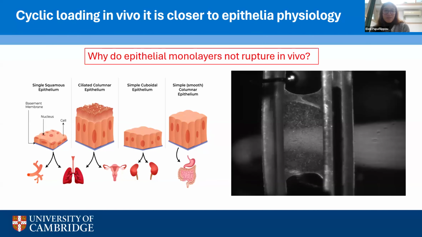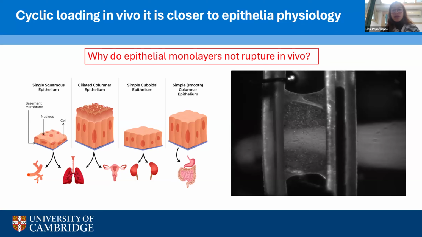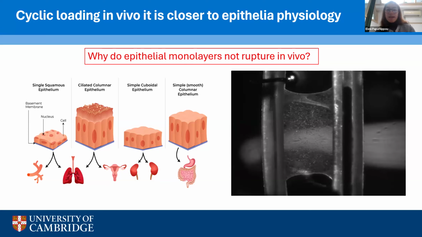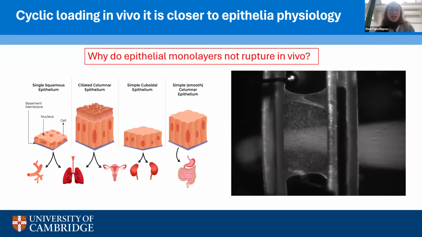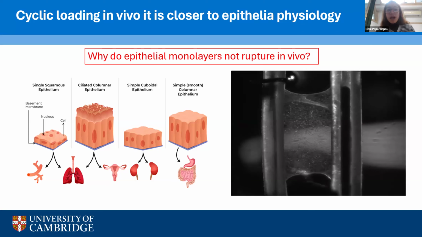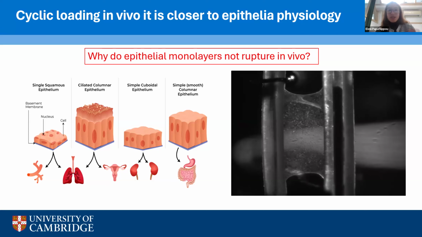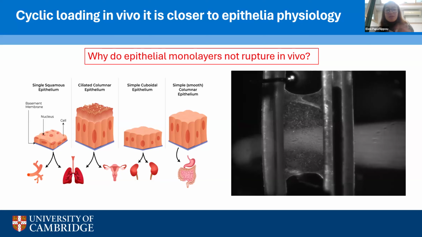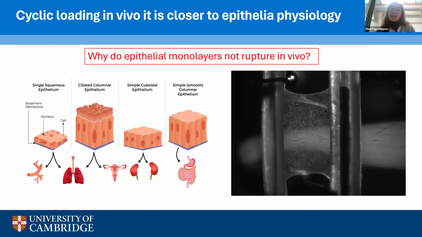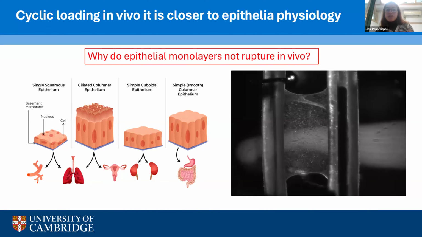which brings me to my research question. Why do epithelial monolayers not rupture in vivo? So we hope to tackle this question by mimicking physiological conditions more closely. We hope to gain insights into the mechanisms that underpin this remarkable resilient behavior of epithelial tissues. They can sometimes deform up to 300% without breaking, which is quite nice. And we hope to do this by exploring the interplay between cell-cell adhesions and the cytoskeletal architecture and components.